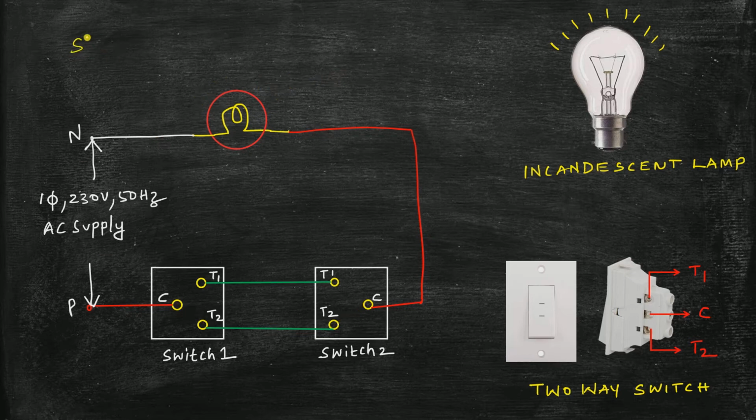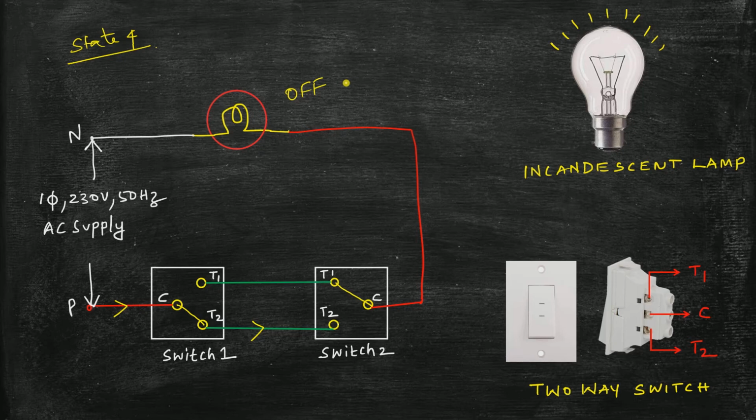Now coming to the last state, state 4. So in this state, I'm going to create a link between C and T2 for switch 1, C and T1 for switch 2. As I turn on the power supply, the current flows through the phase, it reaches C, T2. As the current comes to the T2 of switch 2, there is no physical connection between T2 and C. Thereby, the circuit remains open and the lamp is turned off.